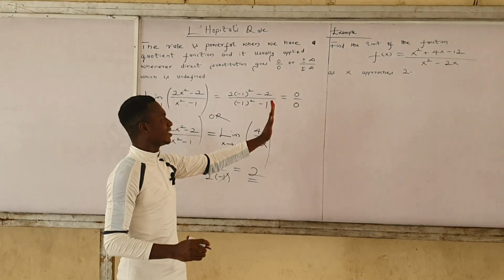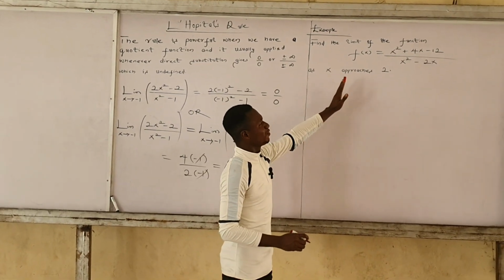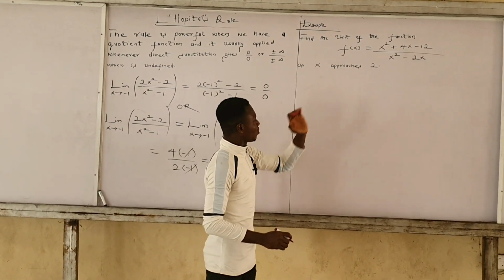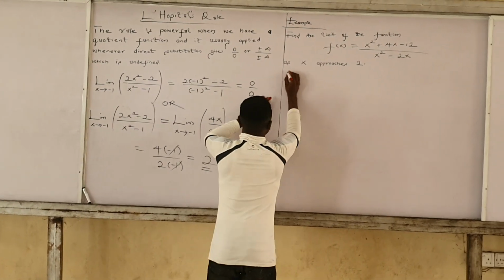So let us look at this example now. Let us look at the first example. It says, find the limit of the function f of x, which is equal to that, as x approaches 2. Solution.